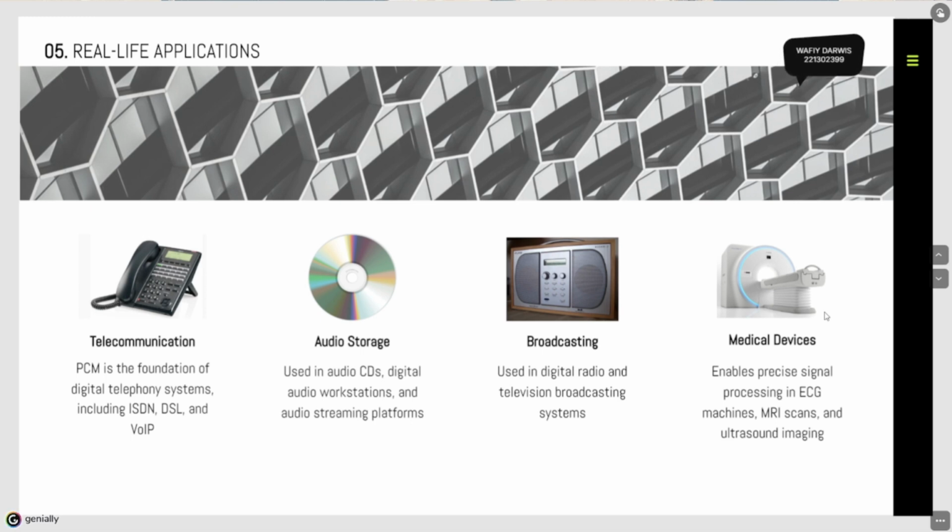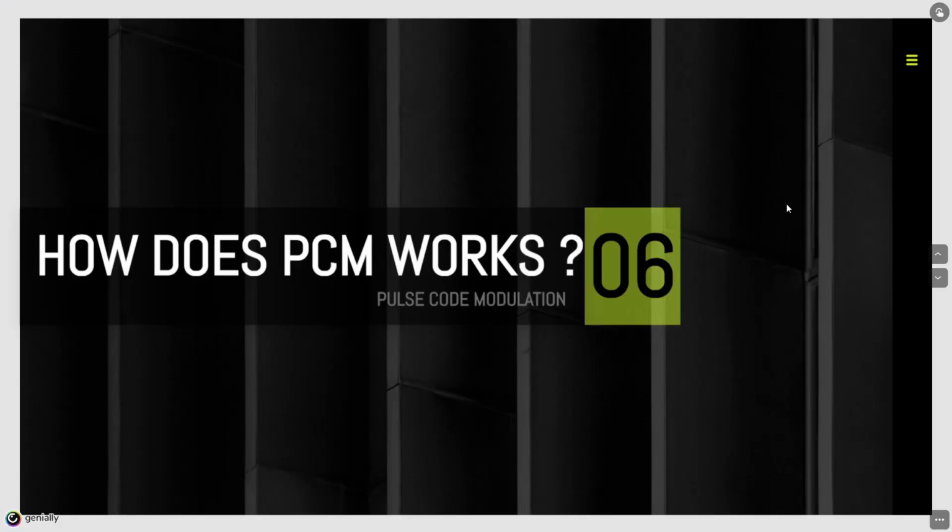Now the next one is broadcasting. It is used in digital radio and television broadcasting systems. And the last one is medical devices. We can see medical devices used in hospitals, such as MRI scans and ultrasound. It enables precise signal processing in ECG machines.